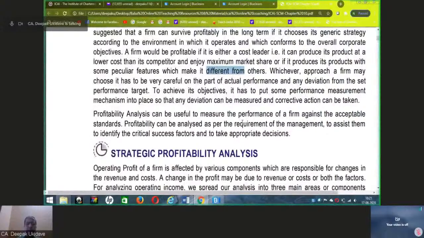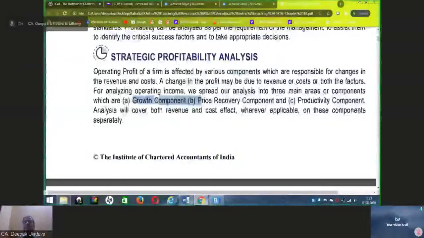From our numerical angle, we are concerned with these 3 factors. That is growth component, point number 1. Point number 2, price recovery component, that is price effect. So first is volume effect, growth component is volume effect, price recovery is price effect, and third one is productivity. Productivity is again in terms of its efficiency in operations and in terms of volume.